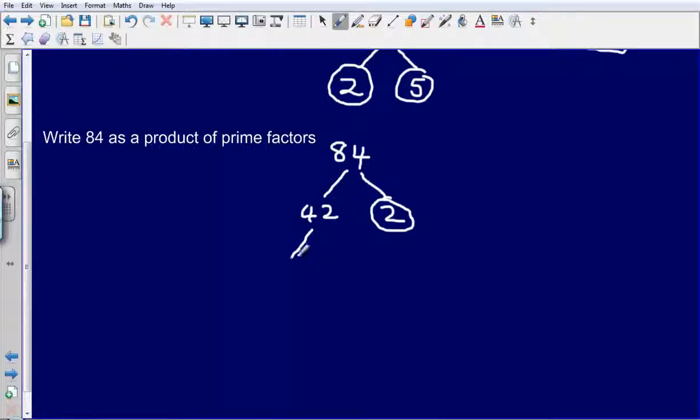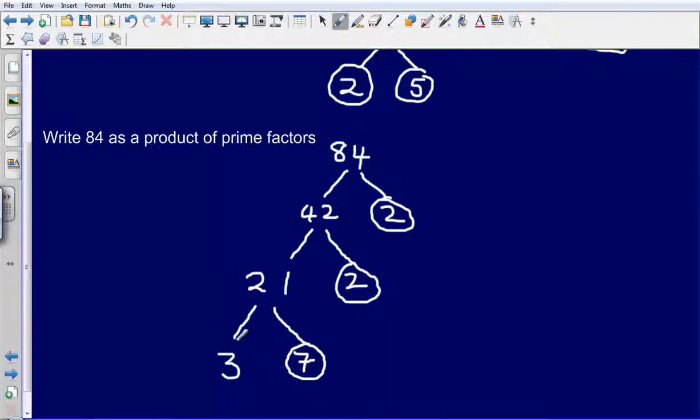Then how can I make 42 by multiplying 2 numbers together? Again, I could just say it's 21 times 2. I could have also said it was 6 times 7. Again, it doesn't matter what way round you go about doing this. Your final answer will be the same, whichever route you choose to take. Then lastly, how can I make 21 by multiplying 2 numbers together? I could say that's 3 multiplied by 7. Again, both of these are prime numbers, so I'm going to circle them.